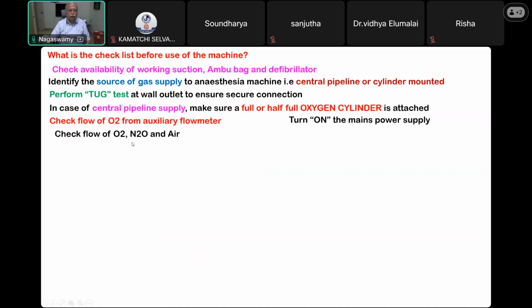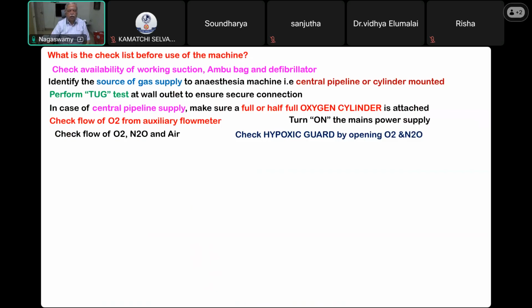Then check the flow of oxygen, nitrous oxide, and air. Check the hypoxic guard. How do you check for hypoxic guard? We have to try to open nitrous without opening the oxygen. It should not open and flow. Number one. Number two, you open oxygen, open nitrous oxide, then close oxygen, nitrous oxide should also fall to 0. These are the two methods of checking whether the hypoxic guard is working or not.